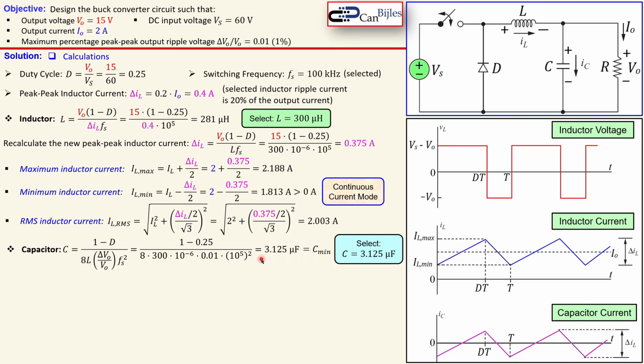Now, one important parameter for our capacitor is the maximum allowed equivalent series resistor, because this will determine your delta VO, your peak output voltage.